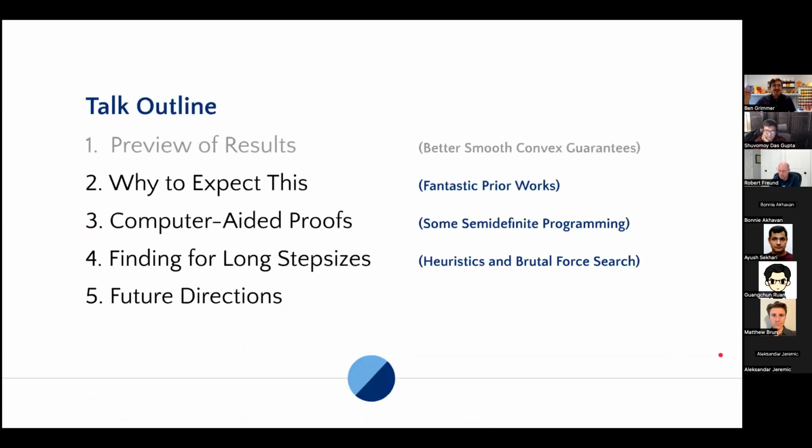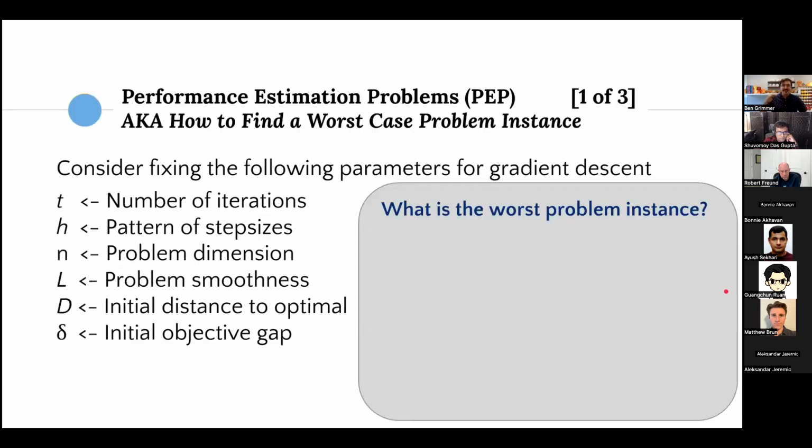So that's the preview of the results with no justification for why, really. So now I can justify more rigorously where this comes from and why you should believe these crazy patterns. All right, so why to expect this? The machine that underlies my thinking here is this performance estimation problem setup, which is really about finding the worst case problem instance given a fixed algorithm.